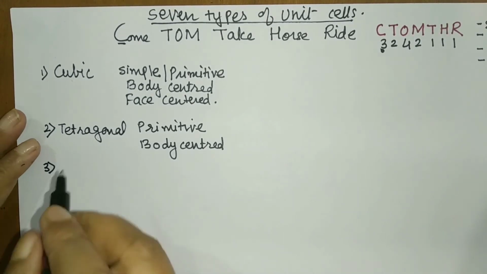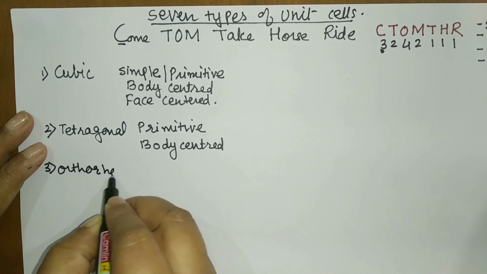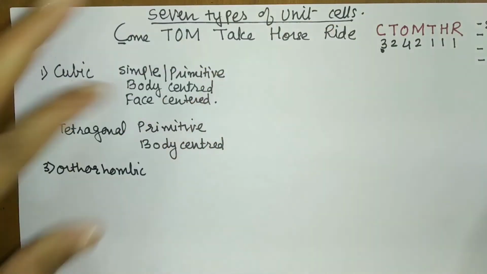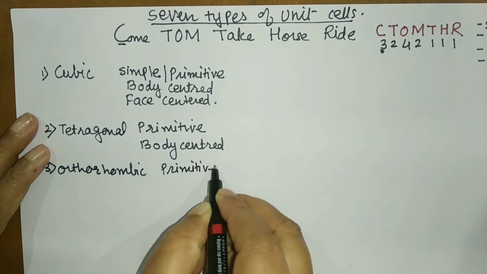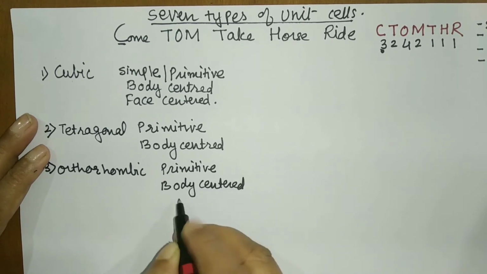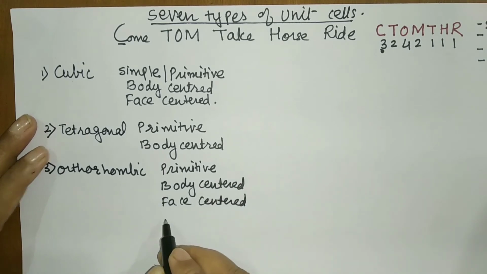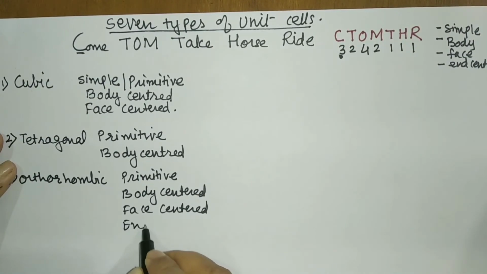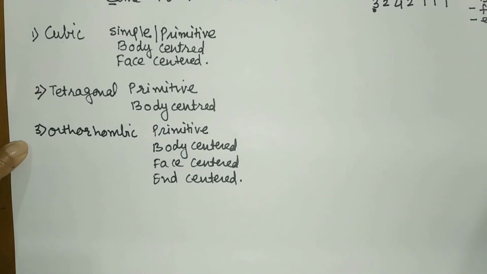After this, I'll move on to the third one. What is that? It is orthorhombic. Now the number under O is 4. So here I will start with primitive, body, third will be face centered, and the fourth will be, as we have said, student, end centered. So write down here end centered. So we have finished 3 of these crystal systems.